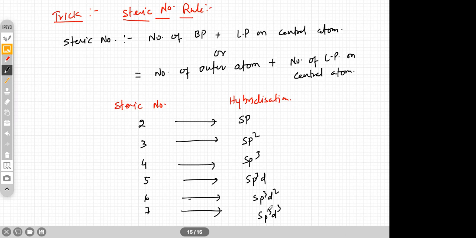Excuse me, sir, are you talking? No. Did you copy this? Yes, sir, we copied. So, how do you find out a steric number? Could you tell me? I have discussed this already.